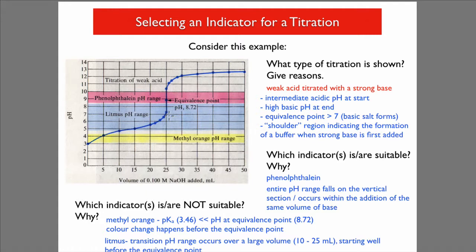Litmus would be no good because the transition pH range occurs over a large volume, 10 to 25 milliliters, starting well before the equivalence point. So you see, it would start changing colour about here, wouldn't it? Yeah, well before the start of this steep section.